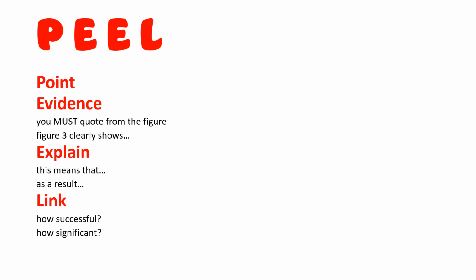So you're not just making a sweeping statement that you think this is the case. You are saying this is the case because here is the evidence in figure 3. So you must make sure that you are quoting from the figure numbers, and then you're developing those points. So your point is this, your evidence is this, that means that this is the case, or as a result of that, this will happen. And then you can start to link to the next point.